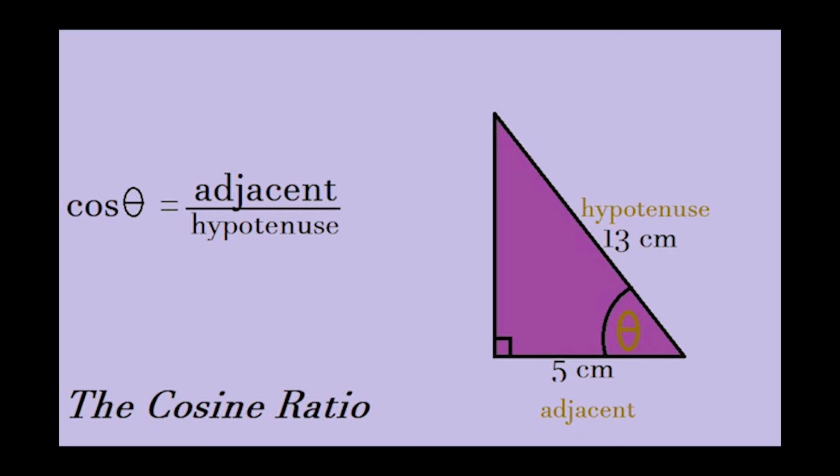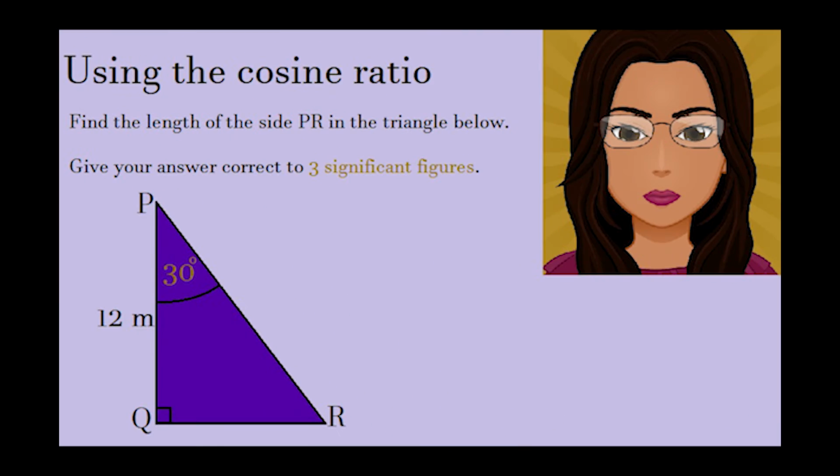Let's take a look at how we use our cosine ratio to help us find the length of a missing side in a right angle triangle. One of the great things about the trigonometric ratios is that once we've learned how to use one ratio in a particular situation, using the other two ratios will be quite similar.